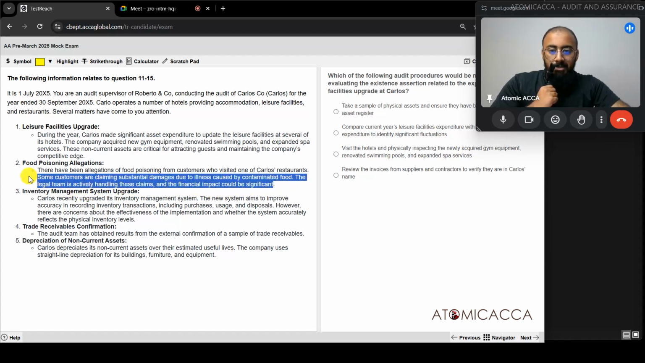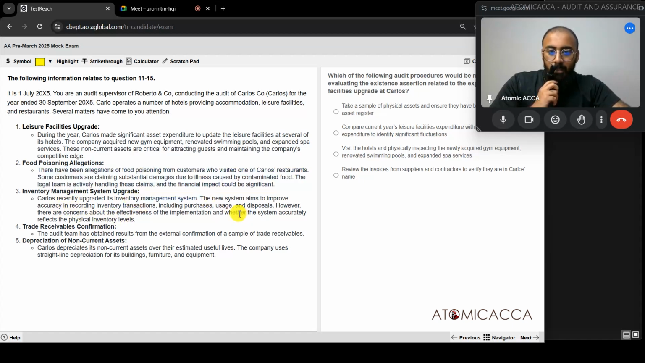So this is something related to provisions and all. Maybe some accounting standard about IS 37 or rules related to that could be there to apply. Inventory management system upgrade. Carlos recently upgraded its inventory management system. New system aims to improve accuracy in recording the inventory transaction.